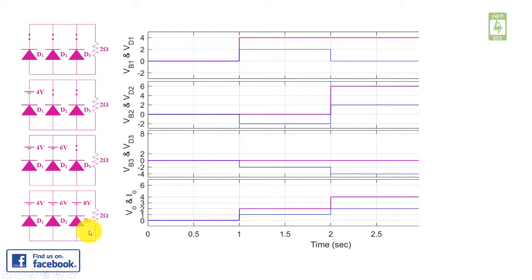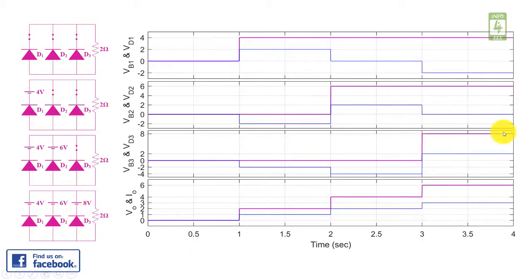In the fourth step, we are adding an 8-volt battery with D3 also, which is shown here, and correspondingly 2 volt will be dropped across D3, which is shown here. So a net 6 volt will be seen across the 2 ohm resistance, which is shown here, and correspondingly there will be 3 ampere current, which is shown here.